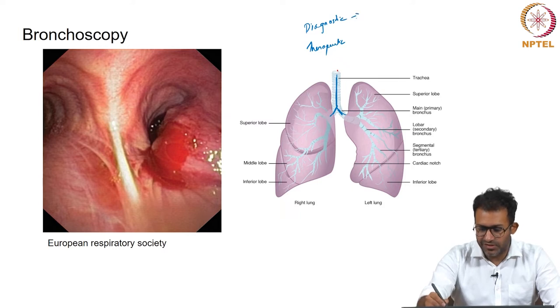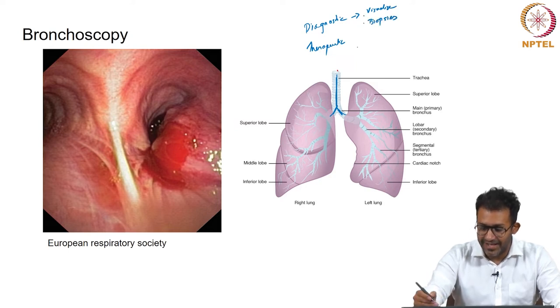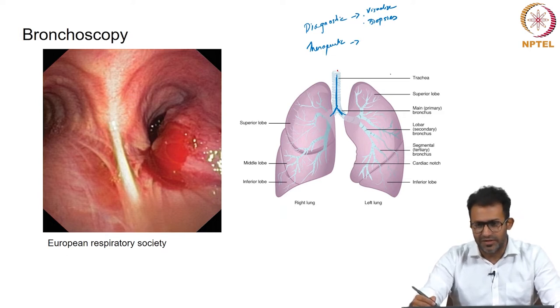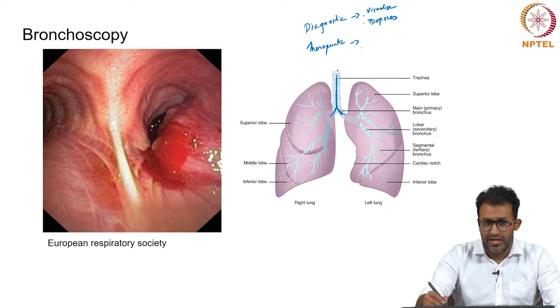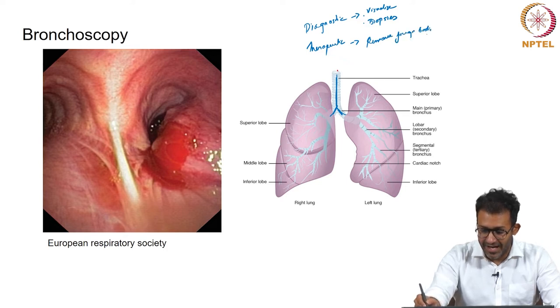When I diagnose, I can just visualize what's there. Is there a problem? I can take biopsies. These biopsies will be sent to the pathologist and they will tell me whether it's cancer or whether it's something to be scared of or not. It can be therapeutic. When I say therapeutic, I can remove foreign bodies. I can remove small growths or polyps.